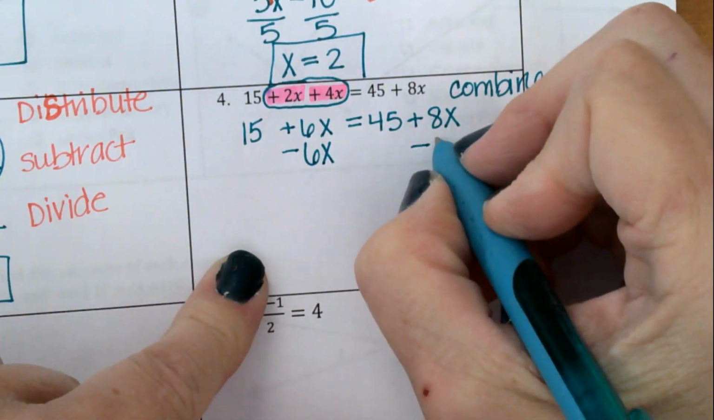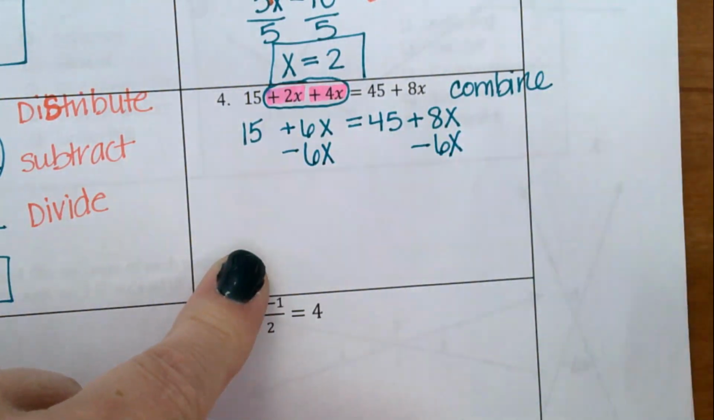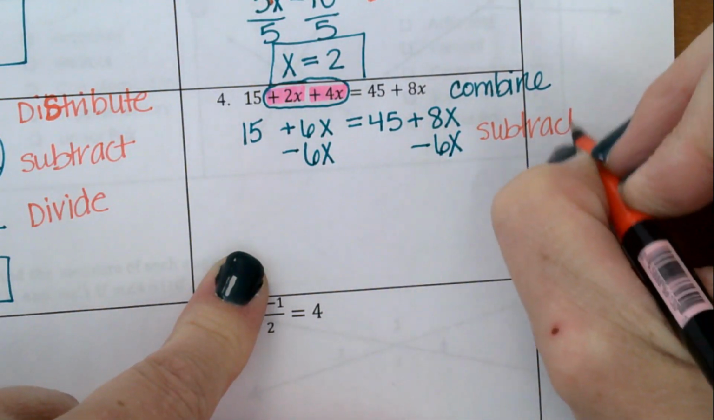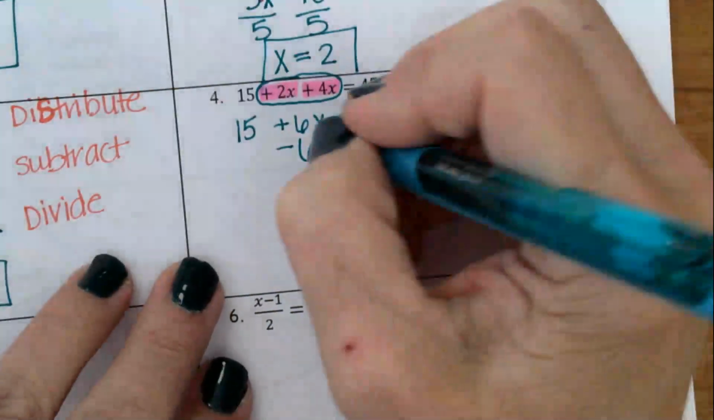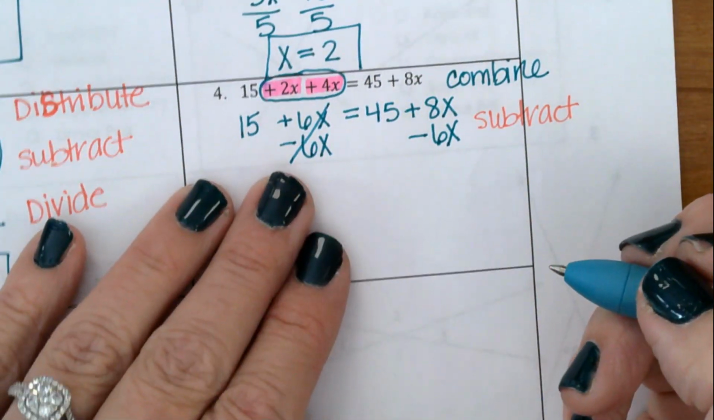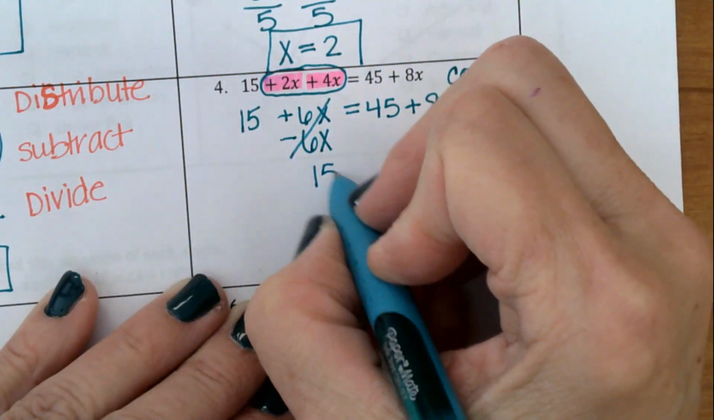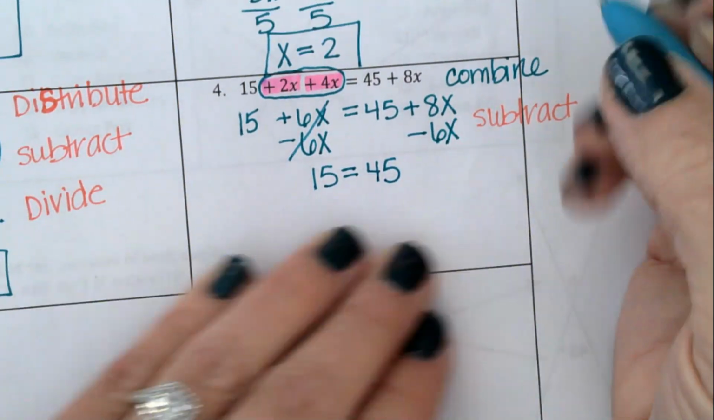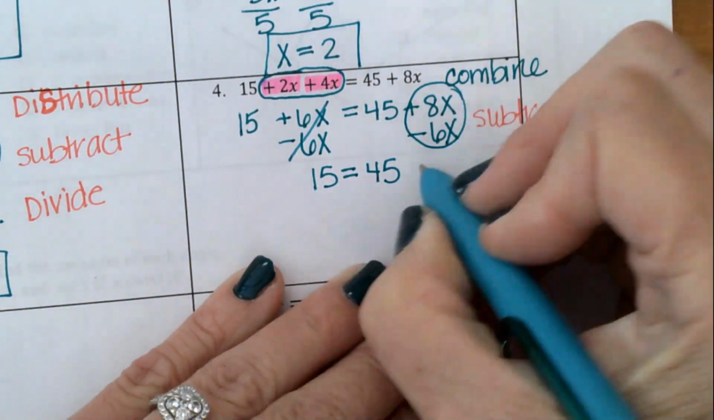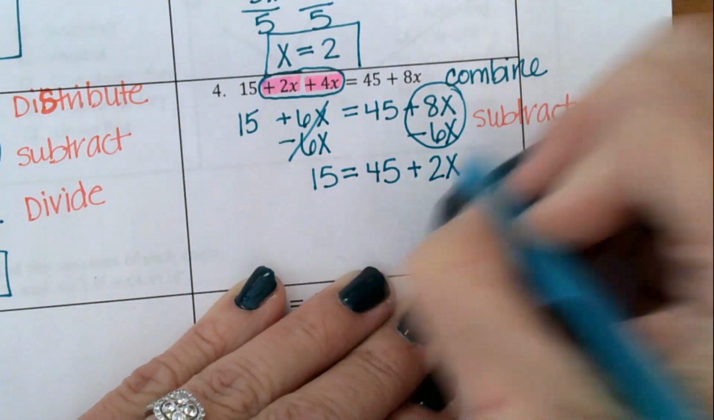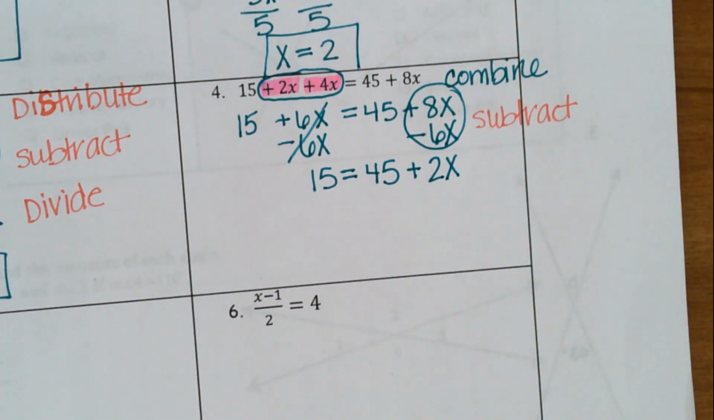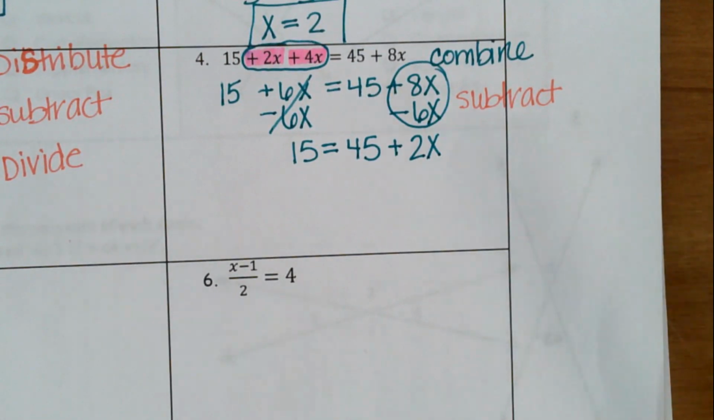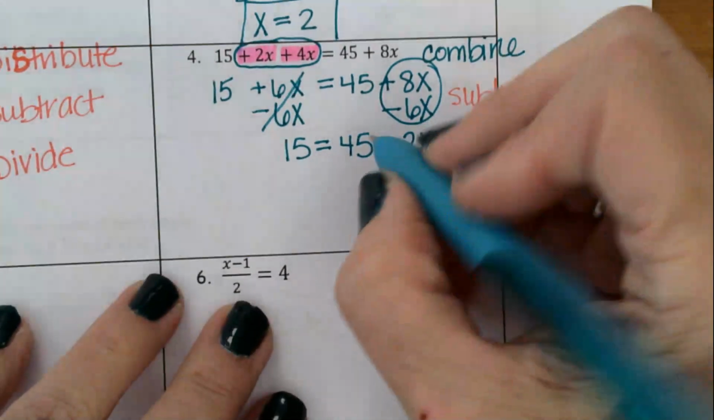And I'm going to do that same thing over here, like terms. So we are subtracting. 6x, take away 6x is 0. You're left with 15. Equal sign, 45. And then what's 8 take away 6? 2x. I think the author of this page likes 2x to be the end step. Okay, put a fence around your 2x.